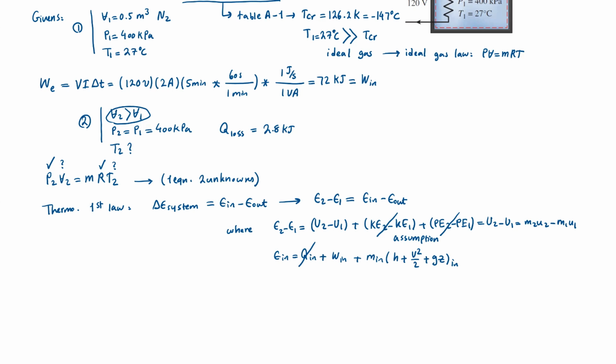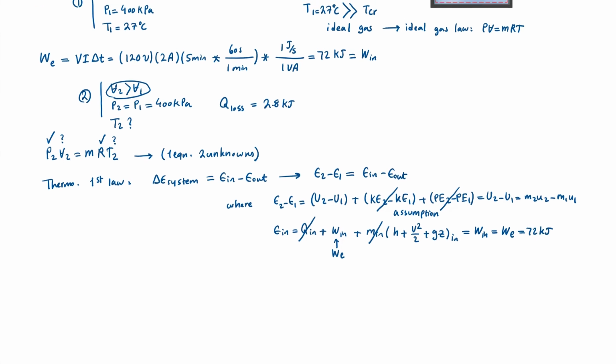I know there is an electric heater, so we have W in, and there is no mass that gets to the system. So E in will be equal to W in, and I know that W in is the electric work, and I solved for it. It is equal to 72 kilojoule.